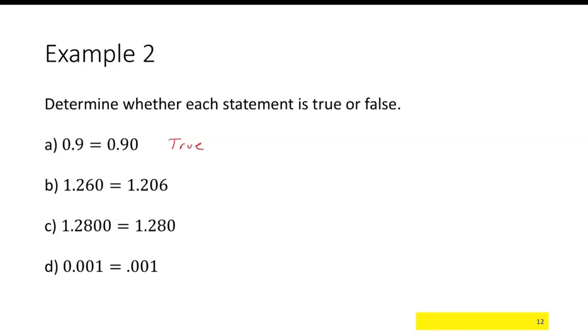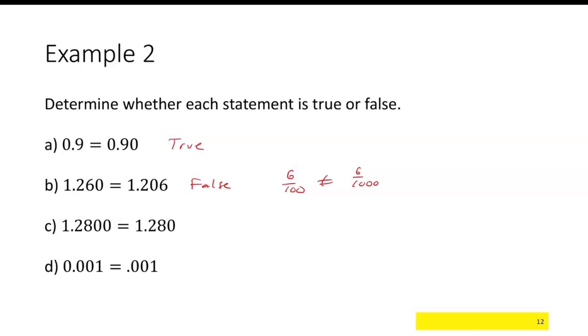1 and 260 thousandths compared to 1 and 206 thousandths. That is not true. The 6 on the left is in the hundredths place. On the number to the right, the 6 is in the thousandths place. So 6 hundredths and 6 thousandths are not the same thing.